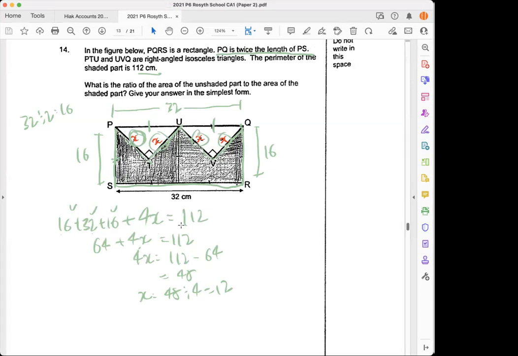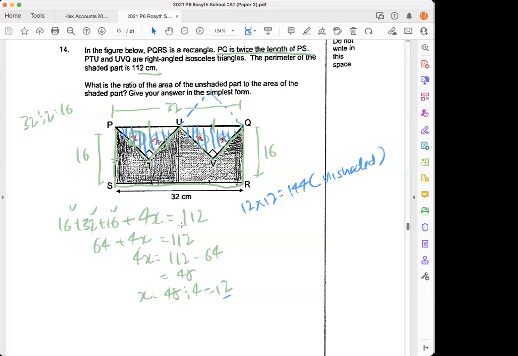Question is, what is the ratio of the area of the unshaded part to the area of the shaded part? So if you look at the unshaded part, let me use another color pen. So this is half a square. This is the other half of the same square. So my unshaded part will be equal to x times x, length times breadth. If I bring this over, it looks like that. So it's x times x, which will give you the area of square. And x we found is 12. So 12 times 12, you get 144. This is the unshaded.